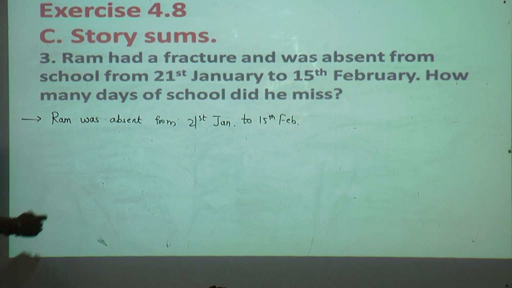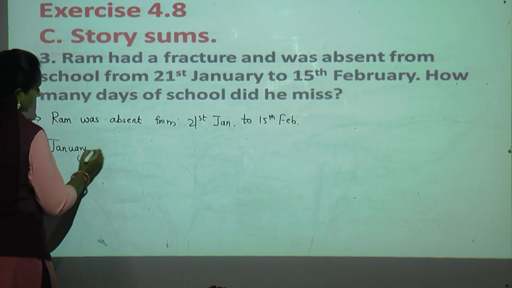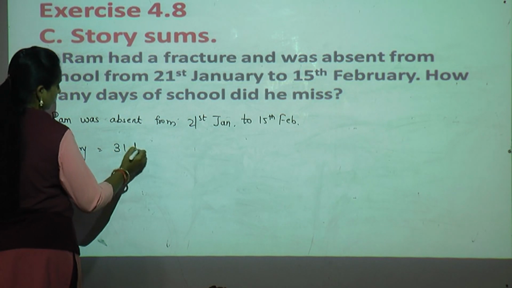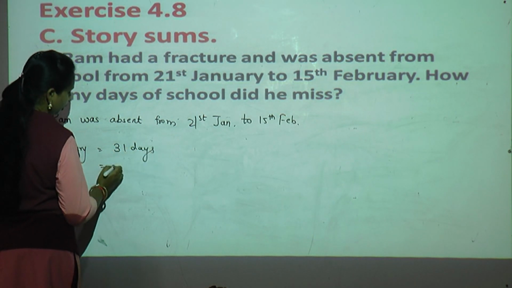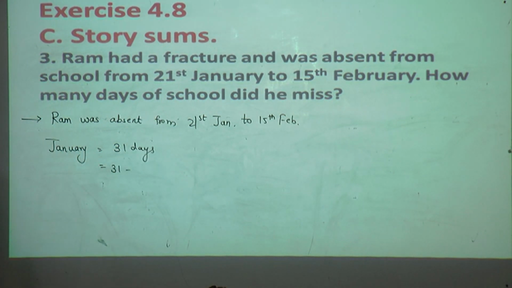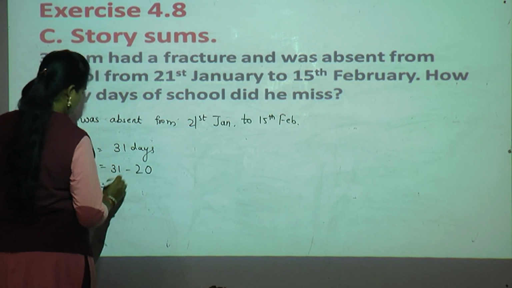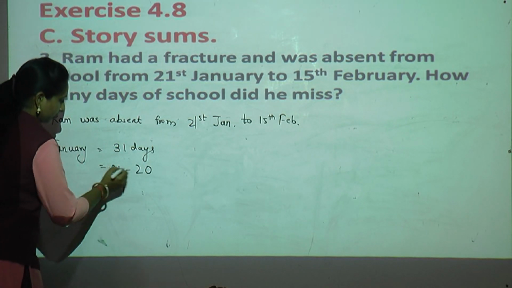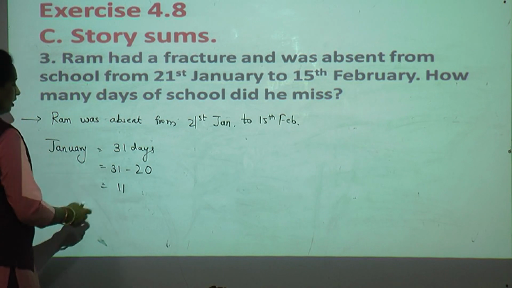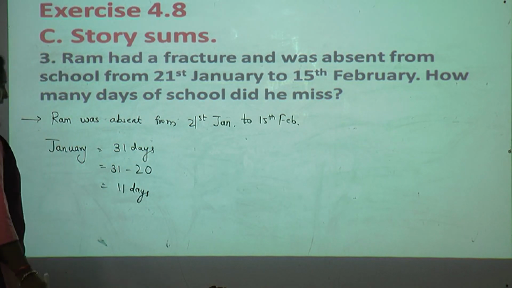Now see about January. How many days are there in January? 31 days, isn't it? Now 31 minus what you will do? From 21 he was absent, so we have to subtract 20 here. So 1 minus 0 is 1, 3 minus 2 is 1. So in January month he was absent for 11 days.